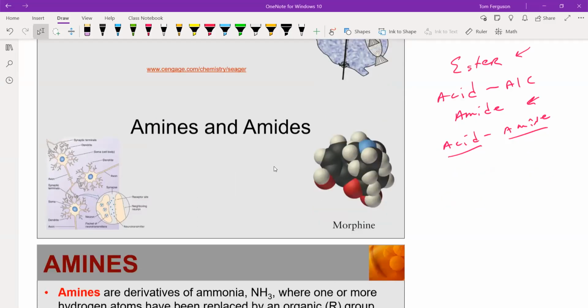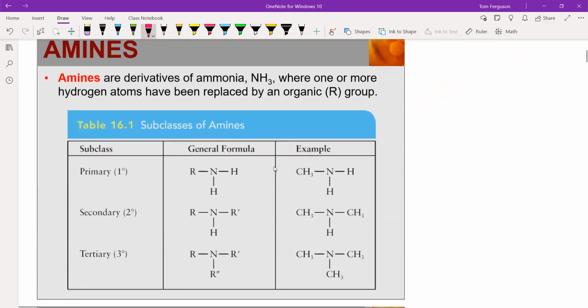Amines and amides are extremely important molecules biologically. An amide basically is how a protein is put together with amino acids. Other molecules like alkaloids, such as morphine, nitrogen is very, very prolific biochemically, as well as oxygen in the formation of esters. Now, an amine comes from ammonia.